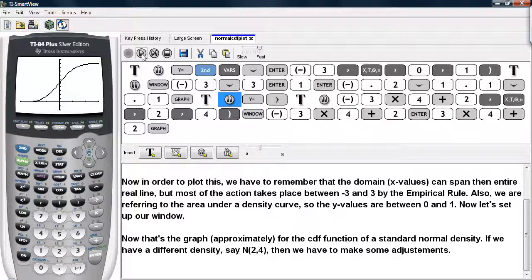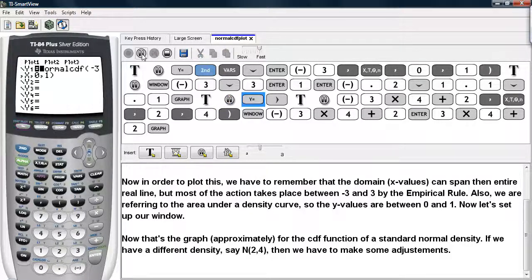Now this is the graph approximately for the CDF function of a standard normal density. But what if we have a different density? Say that we have a normal density with a mean of 2 and a standard deviation of 4. Then we have to make some adjustments to our window.